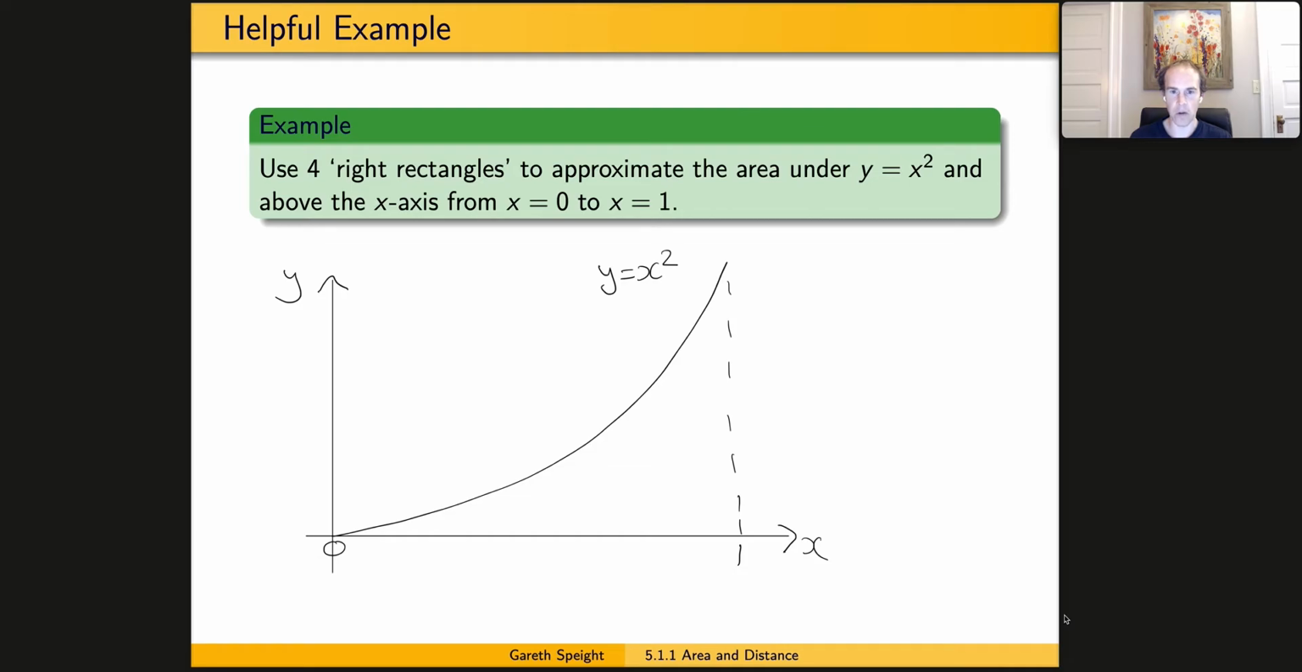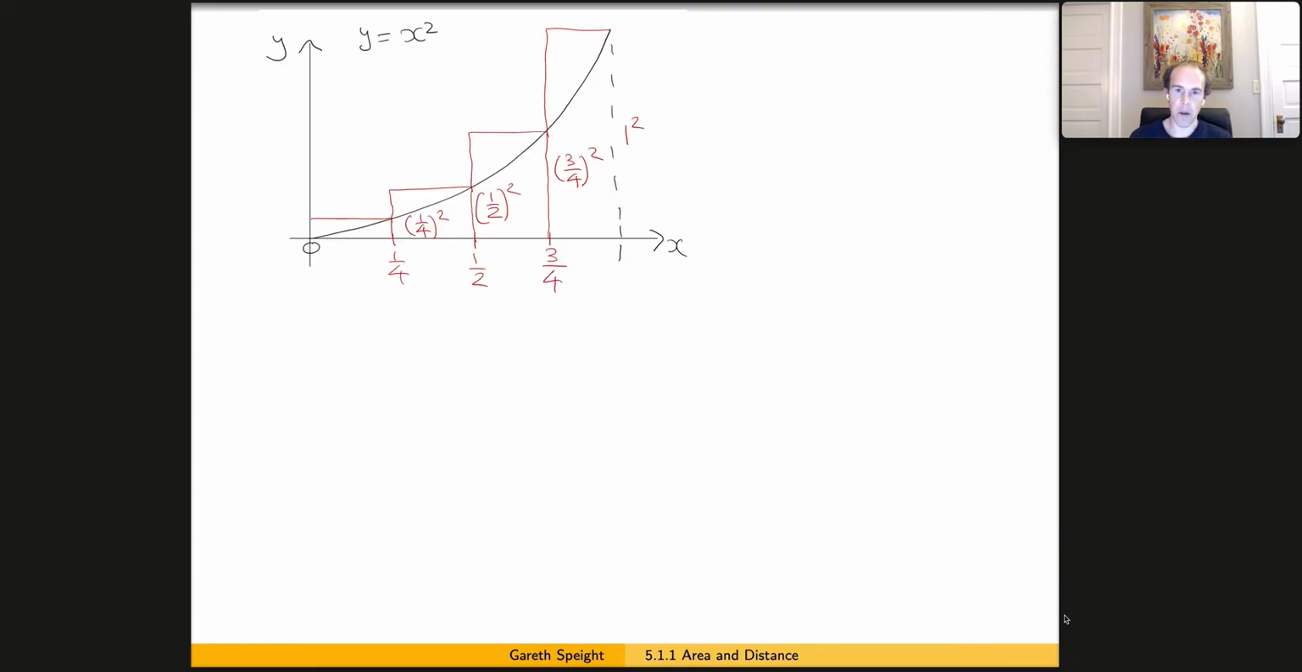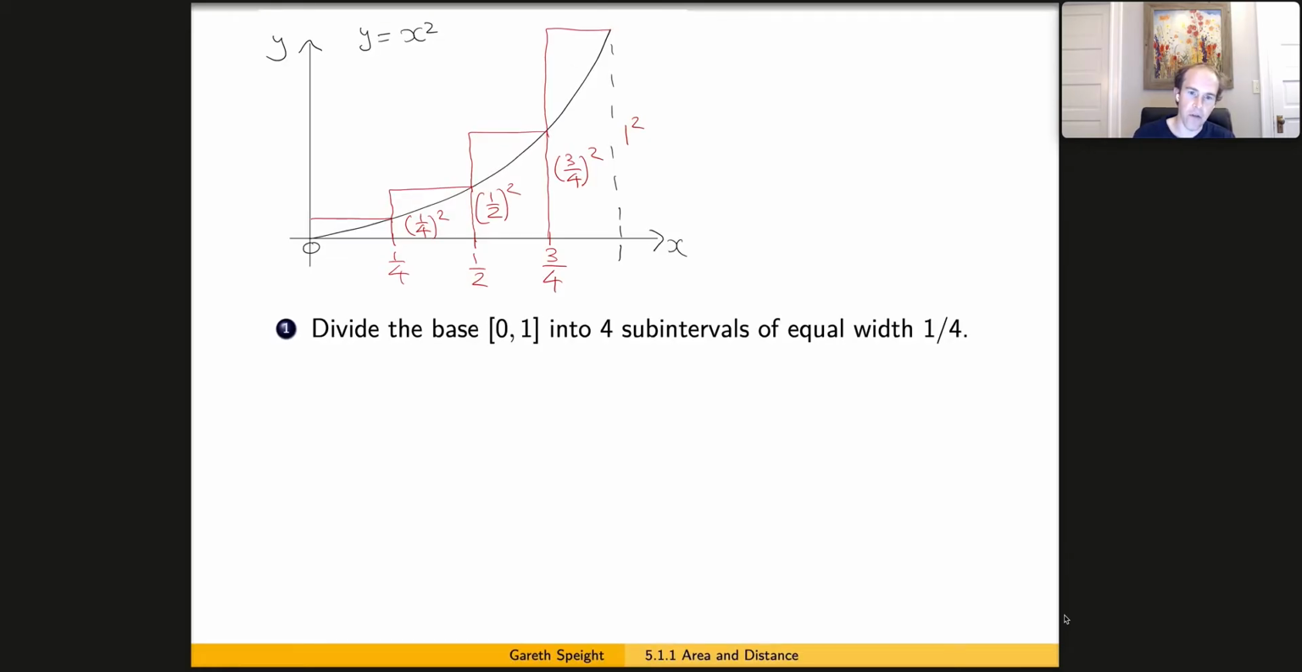So here is our function y equals x squared, and we want to approximate by 4 right rectangles. So here is the approximation that I drew. So how did we get this? Again, we have the same graph y equals x squared, but then we decided to approximate by these 4 rectangles. So how did we get these 4 rectangles?